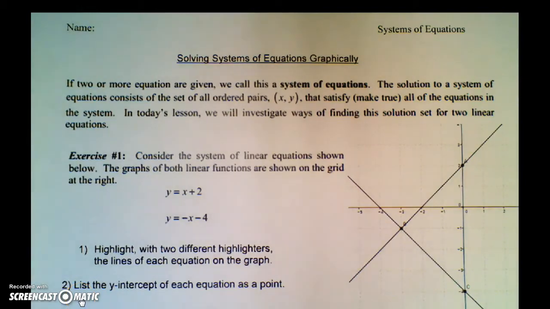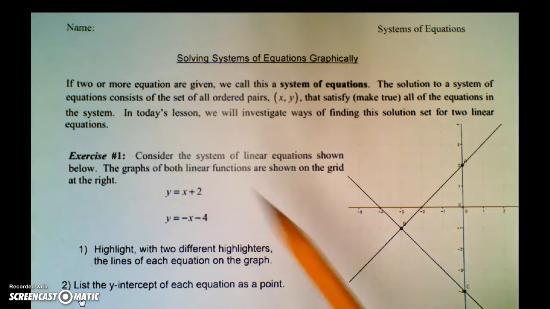Alright, for today's lesson we're going to work on solving systems of equations graphically. So we're first going to review just what systems of equations are, and then we're going to go back to our skills with graphing equations. So that's why we just finished that test on the graphing.